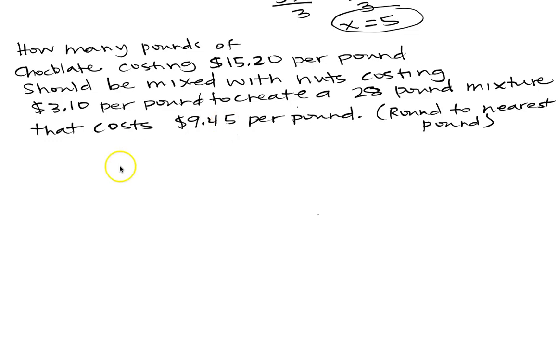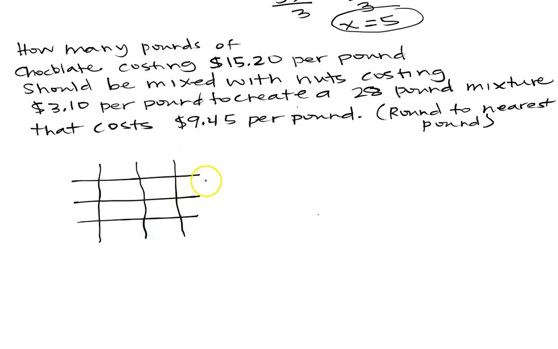Okay, so when I'm dealing with mixture problems, I like to set it up in a chart to help me organize the information, because there's a lot of information in there, and it would be easy to get lost in everything that it's saying. So what I like to do is put at the top the different things that I'm mixing together. So I'm mixing the chocolate and the nuts, and then my total, that total mixture.